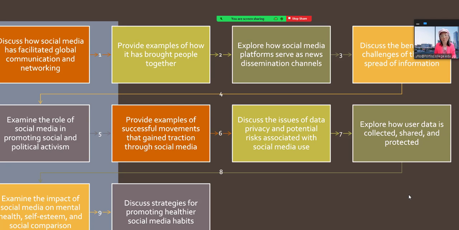Explore how social media platforms serve as news dissemination channels. Explore how user data is collected, shared, and protected. Discuss the issues of data privacy and potential risks associated with social media. Provide examples of successful movements that gained traction through social media. Examine the impact of social media on mental health, self-esteem, and social comparison. Discuss strategies for promoting healthier social media habits. So these are some examples of the prompts that you can use to get answers out of ChatGPT.